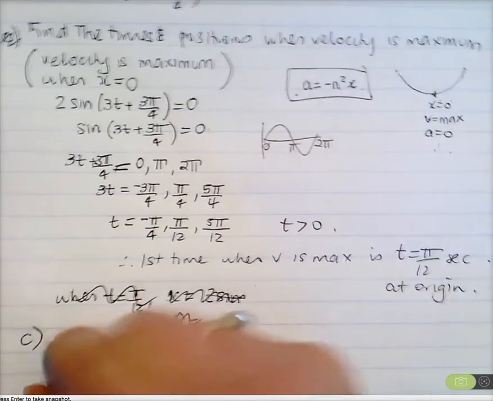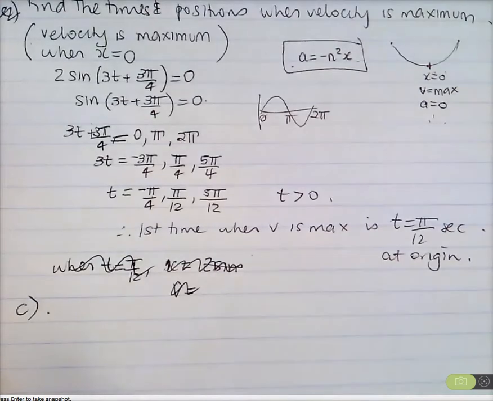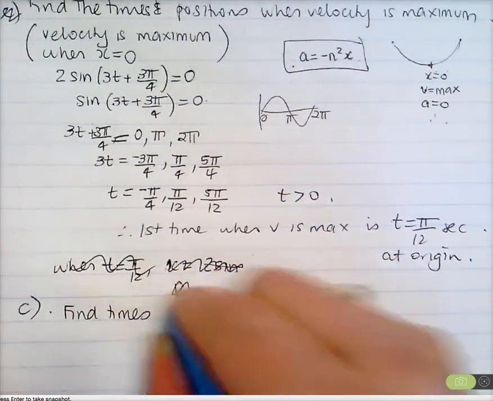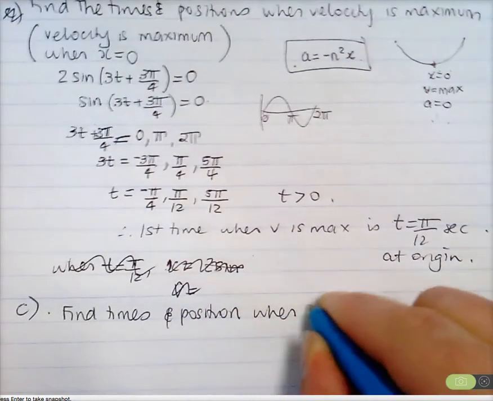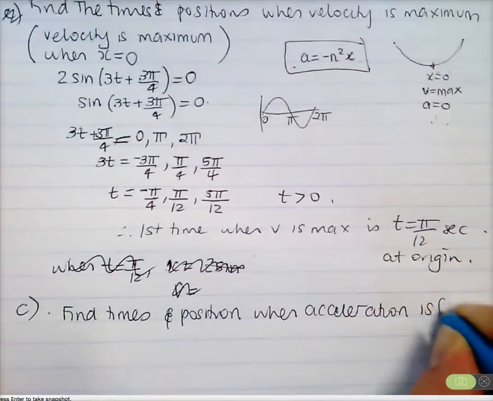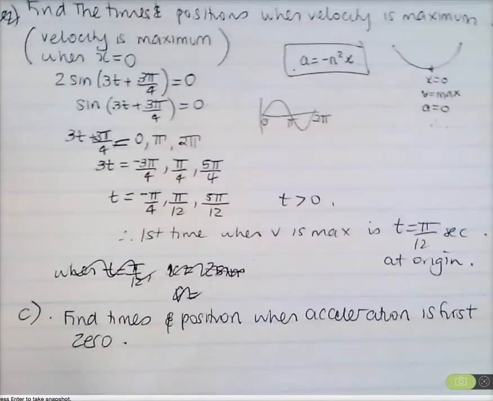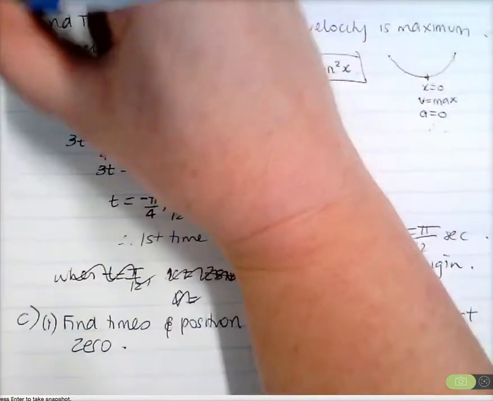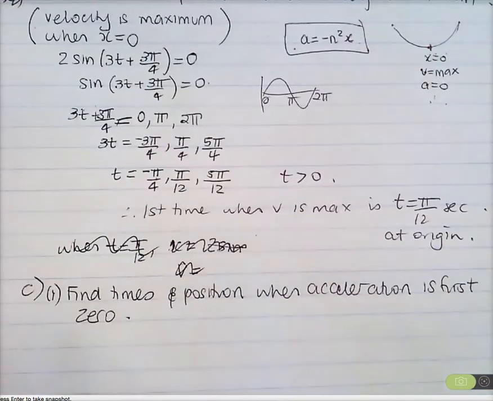Okay, part C. I know, I was about to substitute it back in and get 0 again. So we want to find the times and position when acceleration is first 0. How many more questions have we seen? How many parts? C's got 2 parts, part 1 and 2. So find the times and positions when acceleration is first 0.